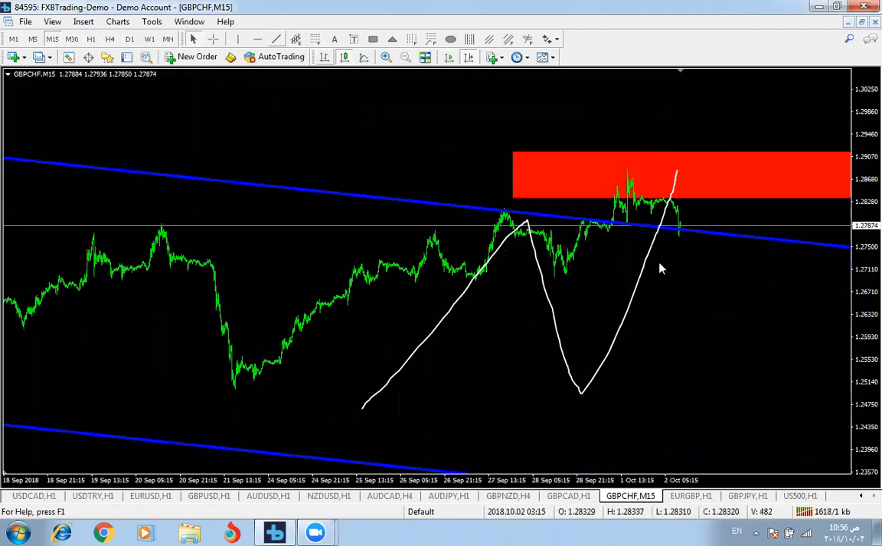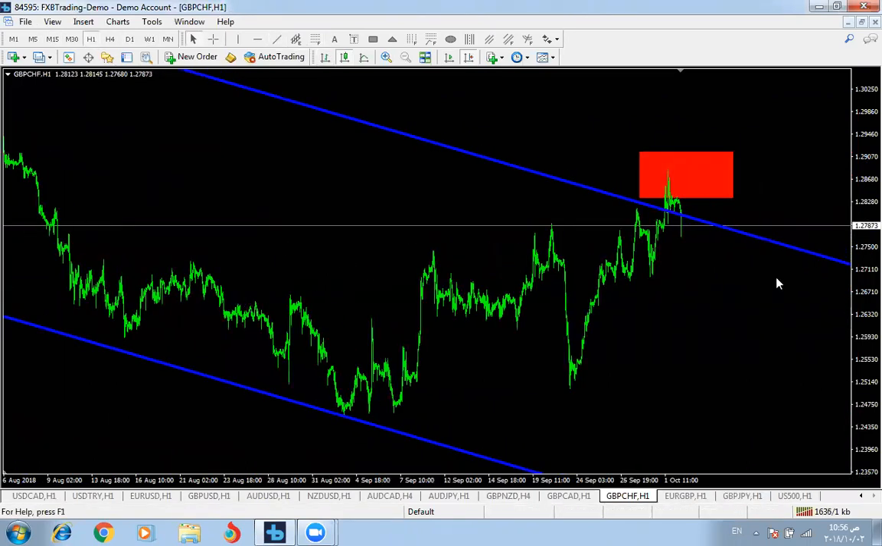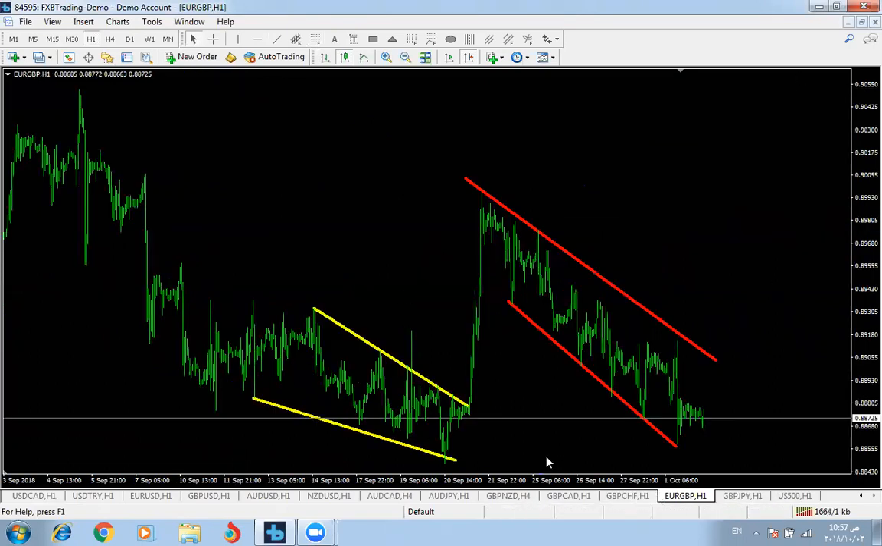Actually, at this time, I'm not so convinced with this impulse to the downside, so I will wait. I will show more patience. Once the price gives me a convincing, visible impulse, you have no doubt about it, and then you wait for the correction. So this is a trade in my watch list.